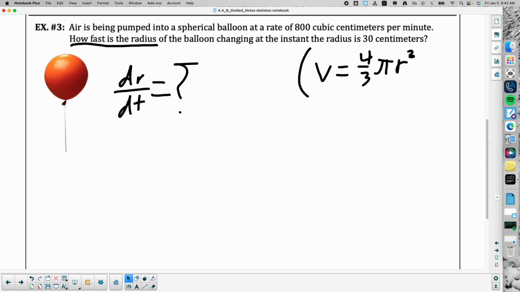With respect to what though? Well, that other one says 800 cubic centimeters per minute. The per minute definitely tells us it's with respect to time. Yep. I'm actually pretty positive every one of our word problems is going to be with time. Doesn't have to be, but I'm pretty sure they are.